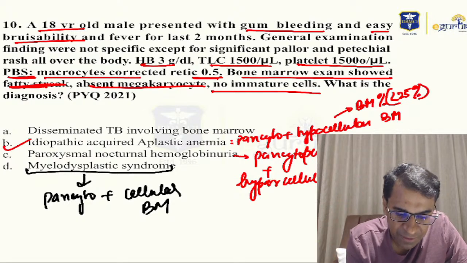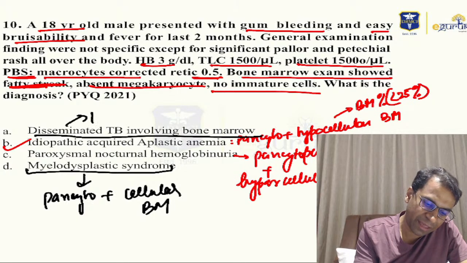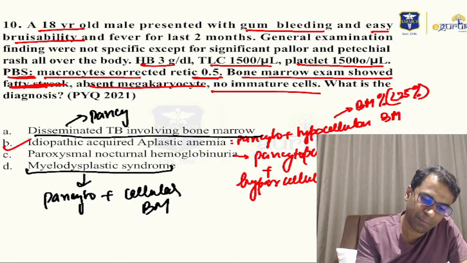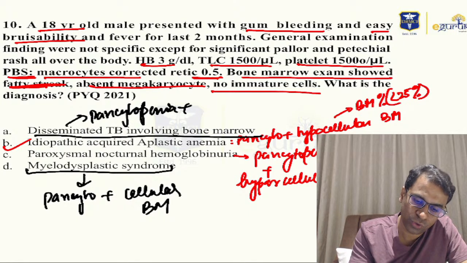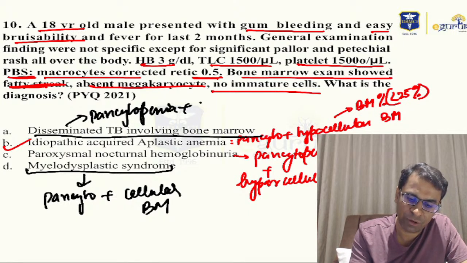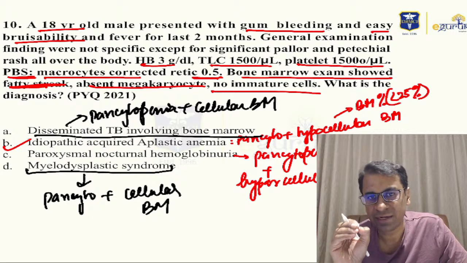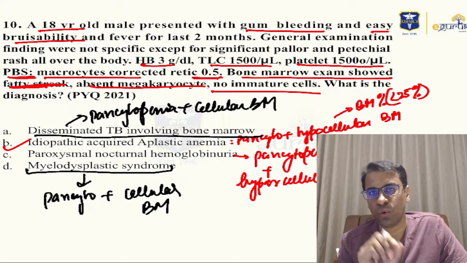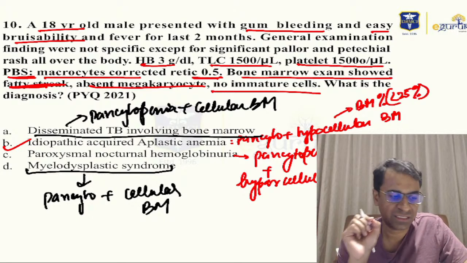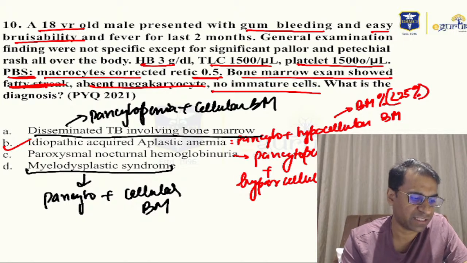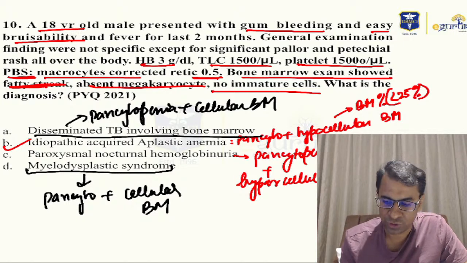About disseminated TB involving bone marrow, this can again show you pancytopenia, and this will show you a moderately cellular bone marrow. That means the moment you get a hypocellular bone marrow in a question, always think about aplastic anemia only. Okay? Let's move ahead.